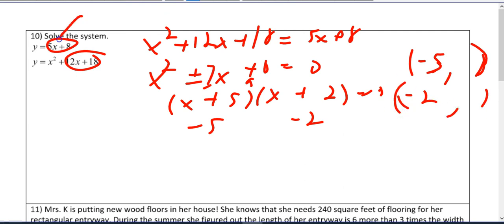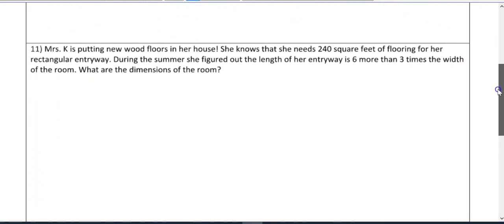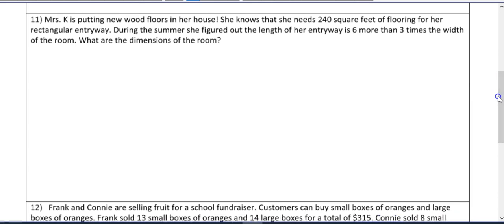So I'm going to plug it into this one. It's less work. -5 times 5 is -25. Plus 8 is -17. -2 times 5 is -10. Plus 8 is -2. And again, if you put that into Desmos, it will show you those points and verify your answer. If nothing else, take the time to verify your answers.